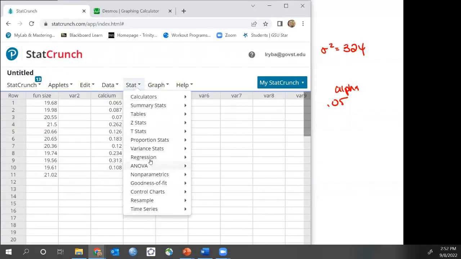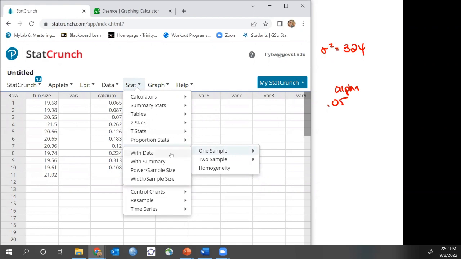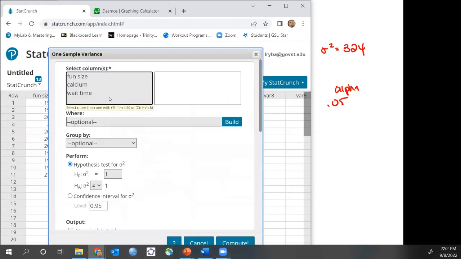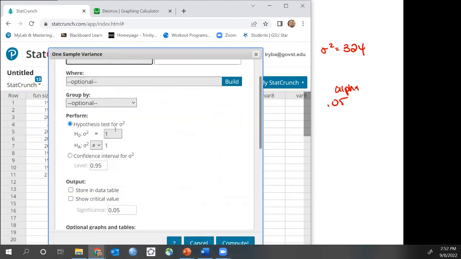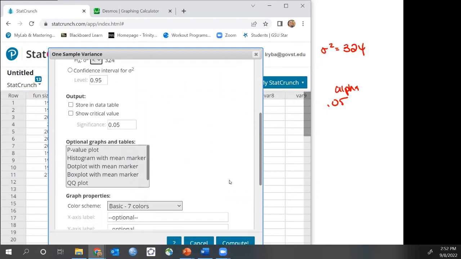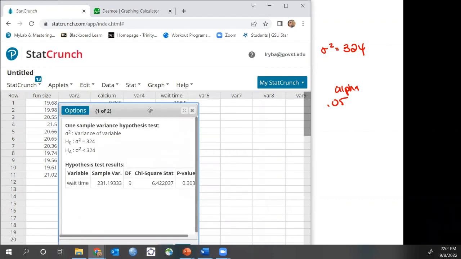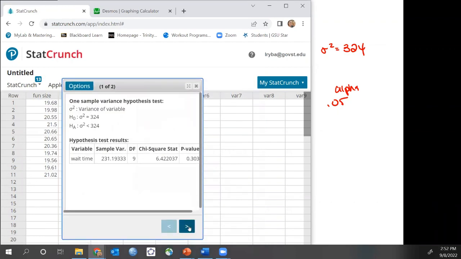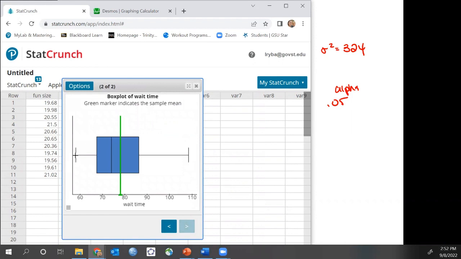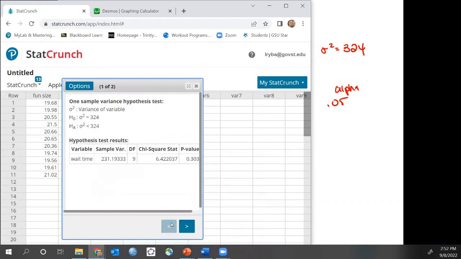So I'm going to go to Stat, Variance, with one sample. This time I have data that is called wait time. And my hypothesis, the squared value, is 324. And I want to know, is it less than that value? If you want to make sure, we can make a box plot really quick. If I scroll to the second page and look at my box plot, I have no outliers, so I am good.